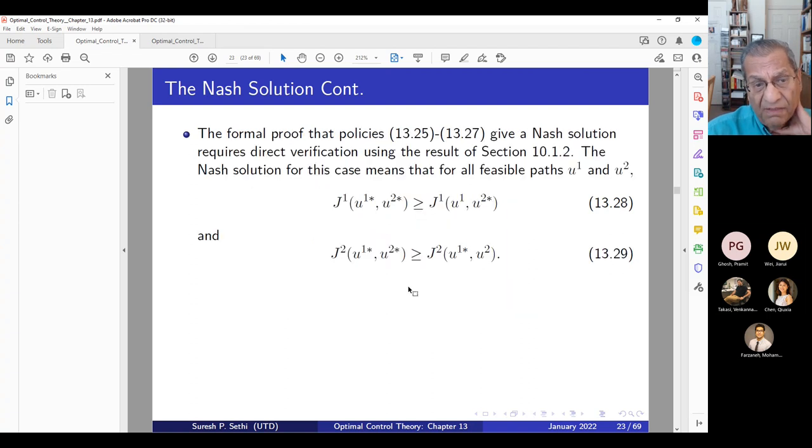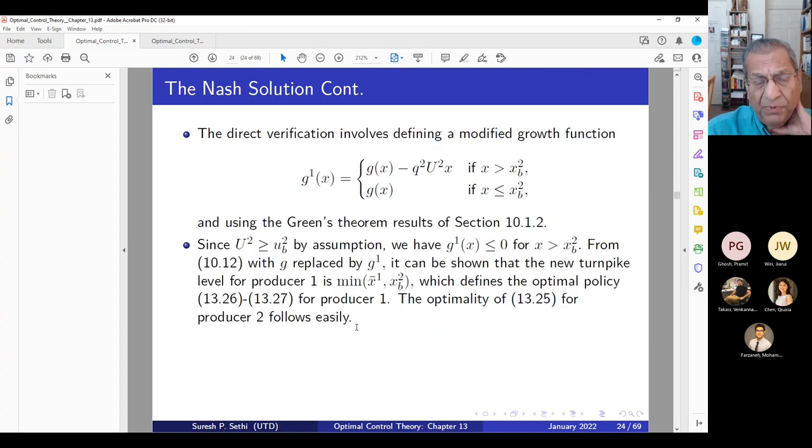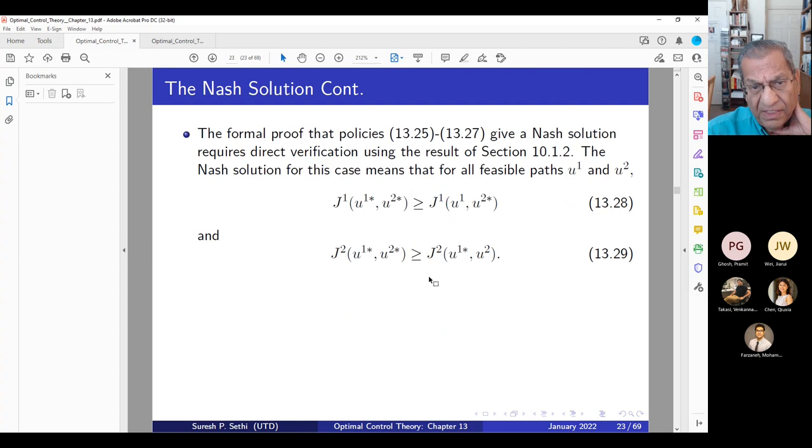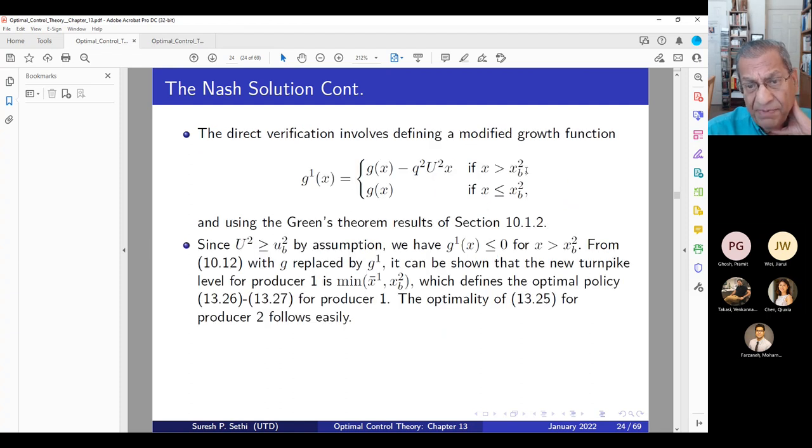And how do we prove it? Well, the formal proof, this is the condition that we need to prove. Formal proof goes like this. We know the U2 guy. We know this guy, okay? So we can write this right away. For X bigger than XB2, this guy is going to do U2. So I find a new G1 of X, which is a new growth function, which is G of X minus that, because we know what he's going to do. And for X less than XB2, he's not going to catch anything, so it's G of X. So I have a new G1 of X, because I already factored in this.